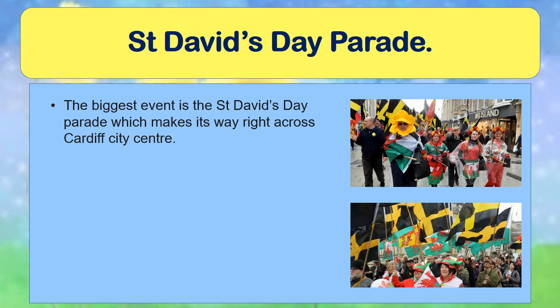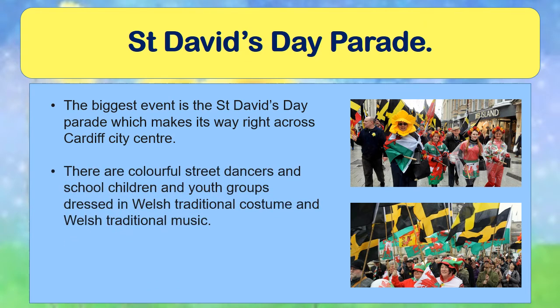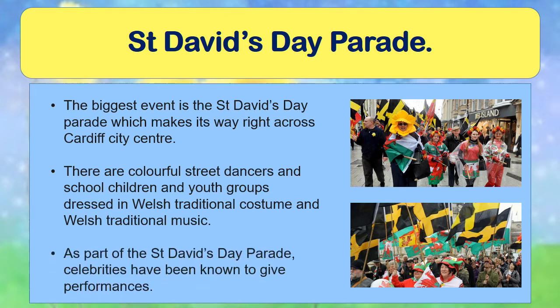They have lots of colourful street dancers, and the school children and young groups of children dress in the Welsh costume, which we've seen, and they like to have a dance to Welsh traditional music. And sometimes, when they've had the parade in the past, some celebrities, so some famous people, sometimes come and sing or give a performance in the festival as well.